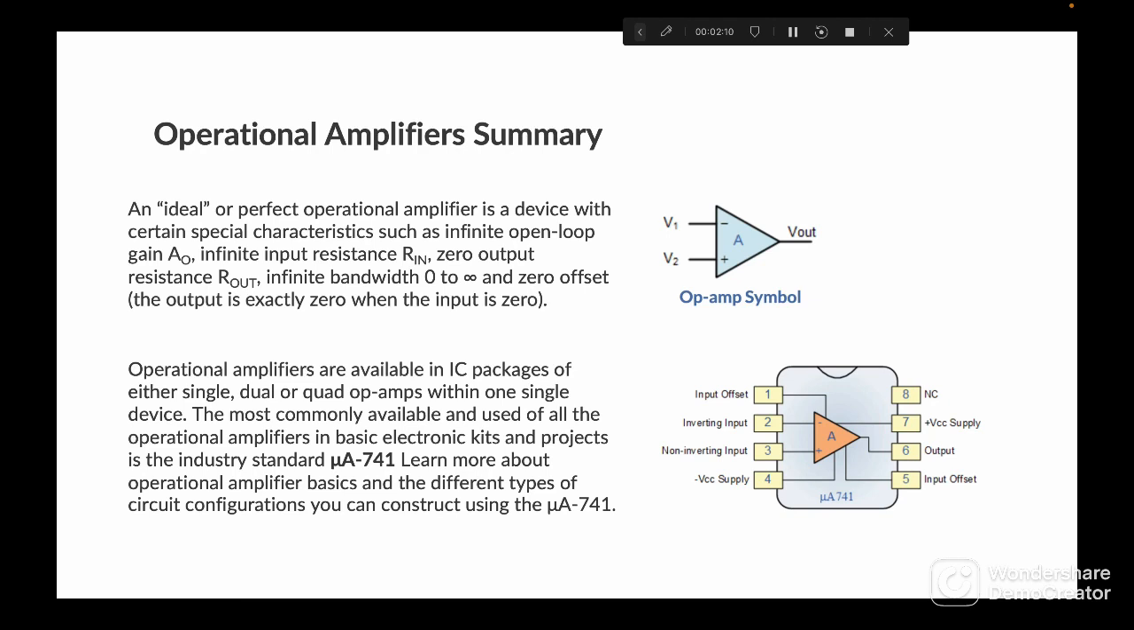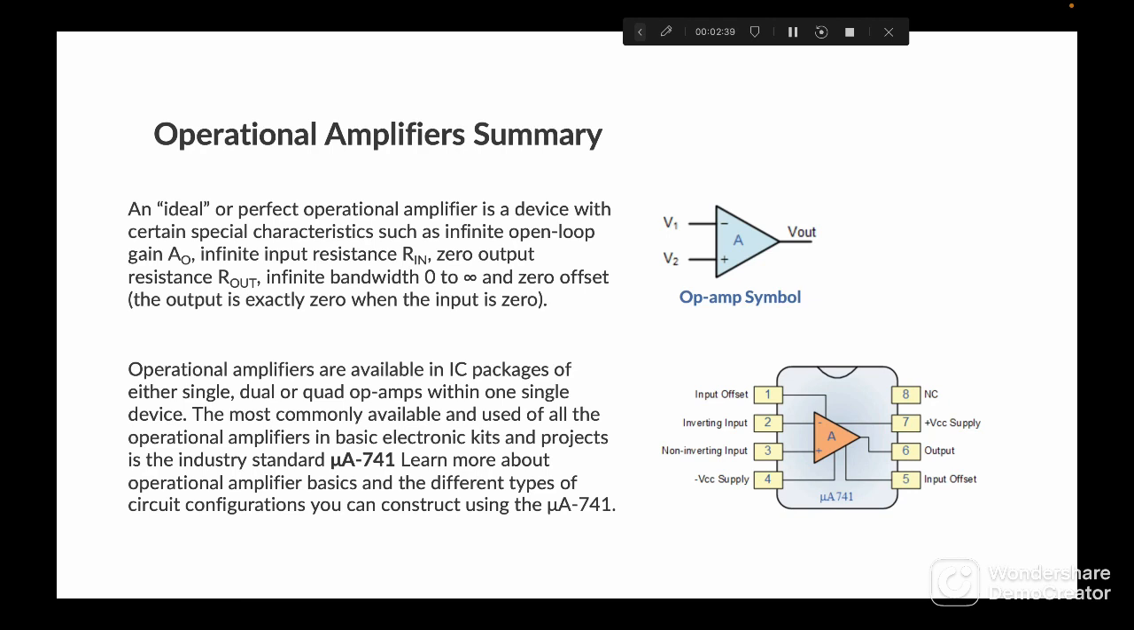An ideal or perfect operational amplifier is a device with certain special characteristics, such as infinite open loop gain AO, infinite input resistance Rin, zero output resistance Rout, infinite bandwidth 0 to infinity, and zero offset. The output is exactly zero when the input is zero.